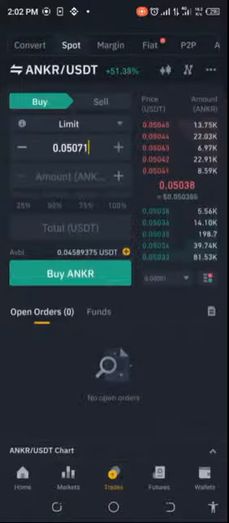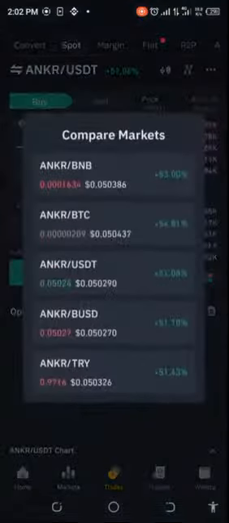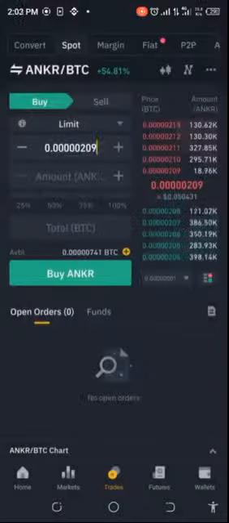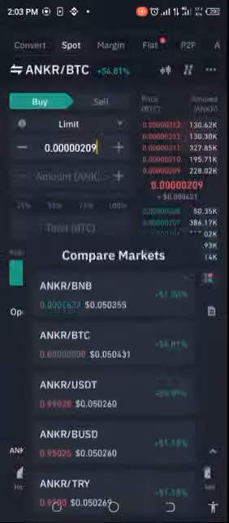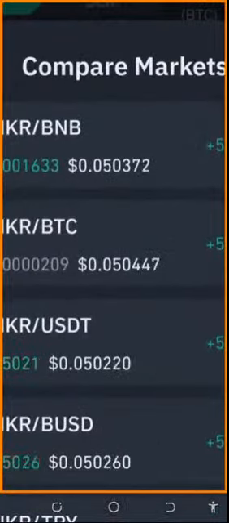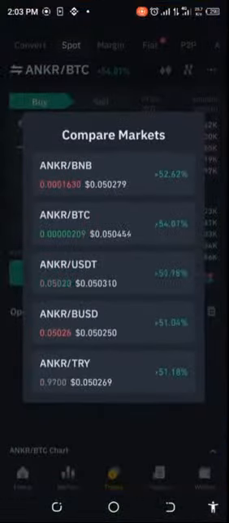Okay, so let's go to the compare markets and pick BTC. Let's check what it is because we want to make sure that we don't sell it at a loss. So it's currently on 0504. I'm just going to wait a little for it to get to 0510. Once it gets there, I'll be back to place my sell.